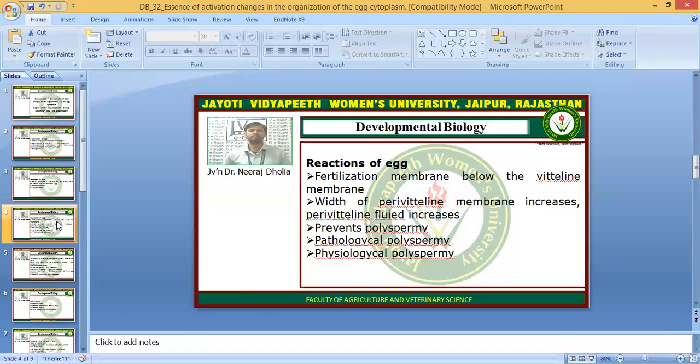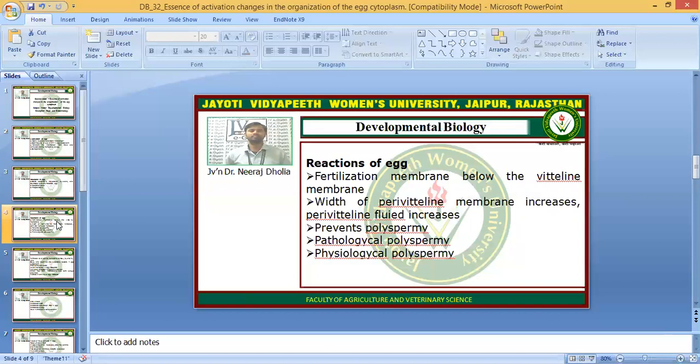So what is the polyspermy? Polyspermy is a process where more than one sperm will fuse with the egg. Okay, so this should not be there for a healthy animal. Only one male gamete will fuse with the one egg cell. Okay, so this should be stopped. So they help to stop or prevent the polyspermy in the egg.